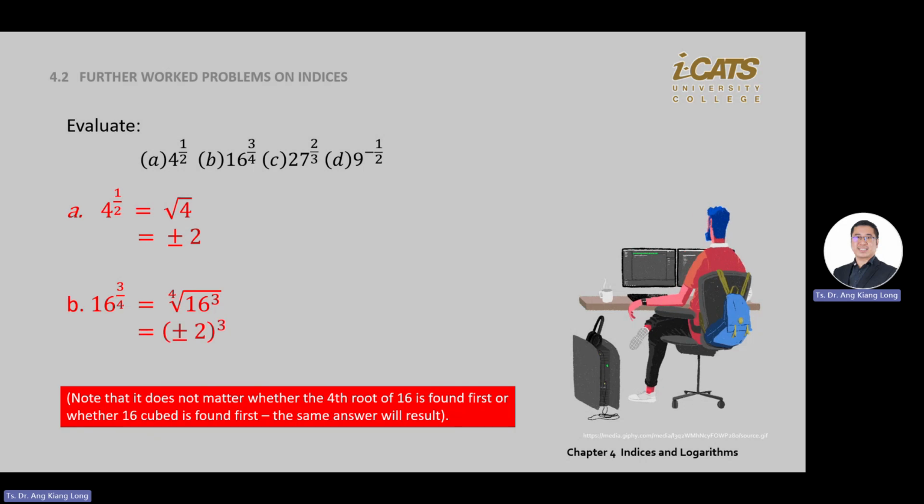So same as B. B, you need to put the index into the fourth root. Then in the end, you still get plus minus power 3. So it's plus minus 8.